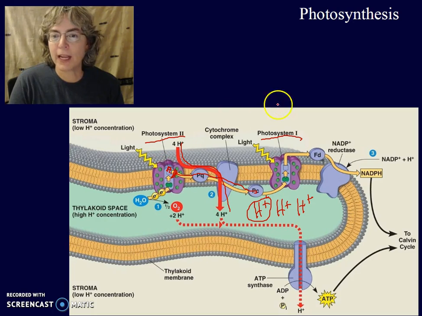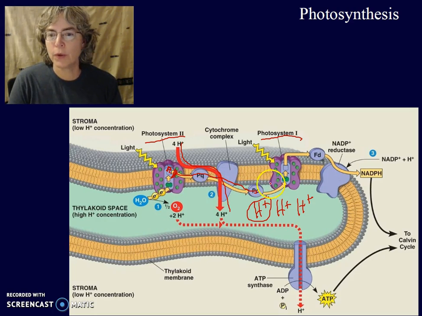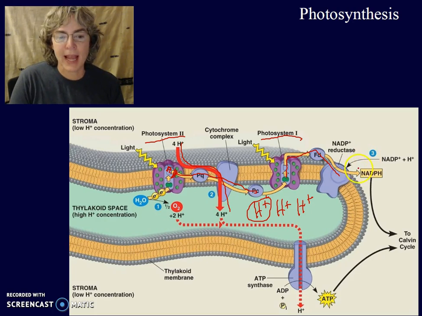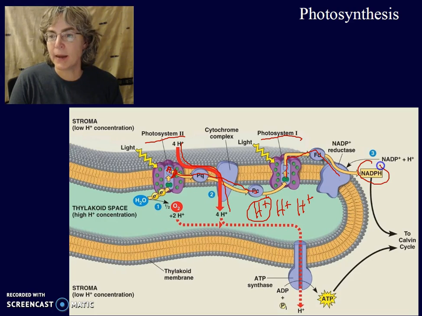So it's happening over here as well as happening over here. So these electrons that come through photosystem 2 end up in photosystem 1. They've lost energy as they've gone through, and then they get bumped up again with more energy to go through photosystem 1. And they end up in NADPH. So here's our stars right there.